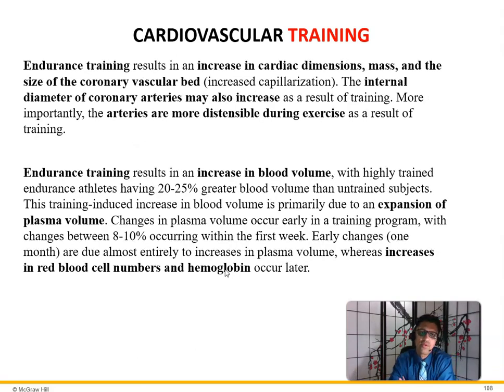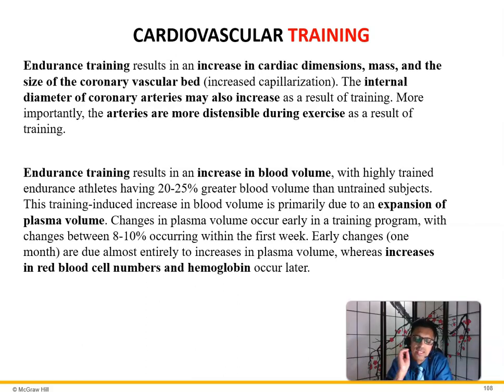Okay, so endurance training results. What's going to happen when you do cardiovascular exercise? What's going to happen in your body? Well, it's going to increase your cardiac dimensions, mass, and the size of the coronary vascular bed. The internal diameter of the coronary arteries may also increase as a result of training. More importantly, the arteries are more distensible during exercise. Okay, so you're going to increase the size of those arteries.